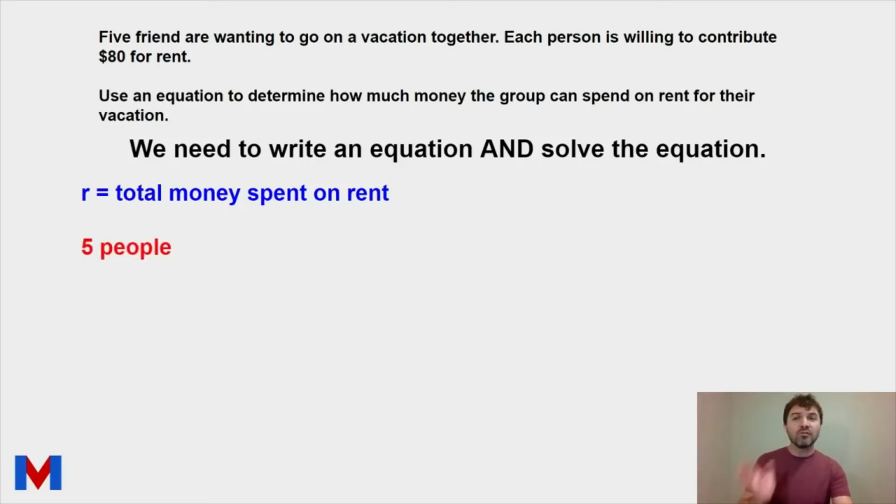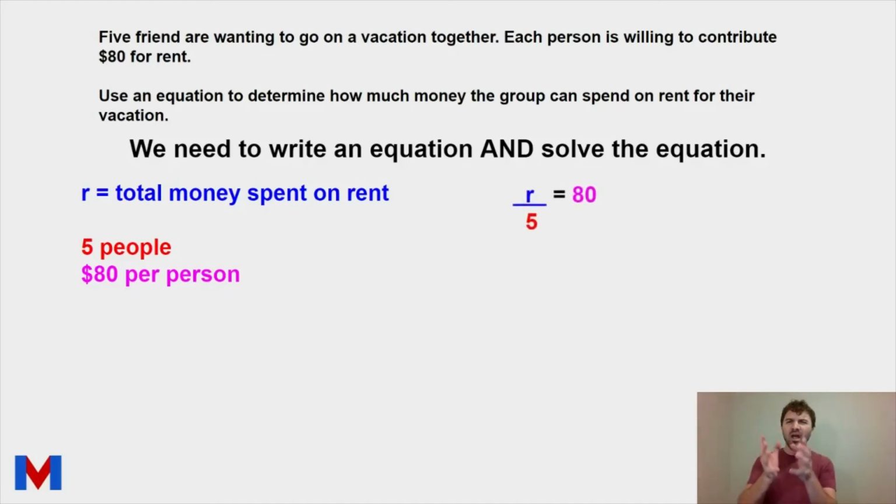So we also know there's 5 people, and we know that each person is going to spend $80. For our equation here, we're trying to figure out what number do you divide by 5? Which number do you split into 5 parts evenly to get 80? And that's what this is saying. Because we're taking some value that we don't know, and we're splitting it into 5 equal parts. And that's how I'm dividing by 5.